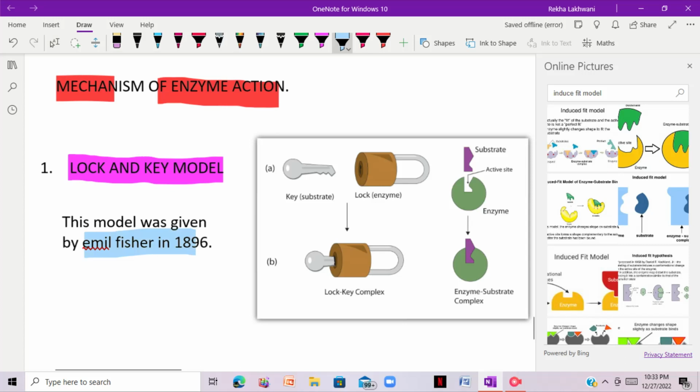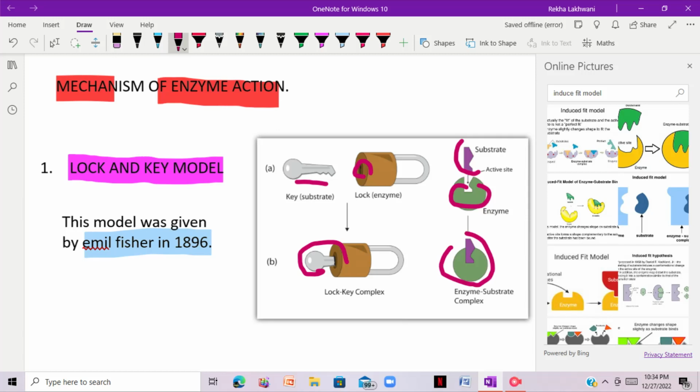So what does this model say? Let me explain. According to this model, a particular key will only combine with a particular lock, right? In the same manner, a particular substrate has a particular enzyme, and a particular substrate will combine with that particular enzyme and then form the product.